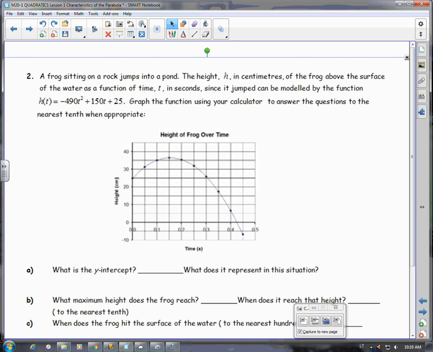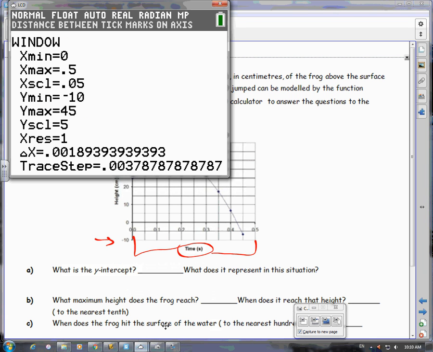So I'm looking at this graph, and for the time value, the lowest time value is 0. The highest time value is 0.5. So that's my x minimum, my x maximum. And then same thing for the y. The y minimum is -10. The y maximum looks like 45. Those are the two really critical numbers. And then to make the tick marks be in the same spot, I put in the 0.05 and the 5.